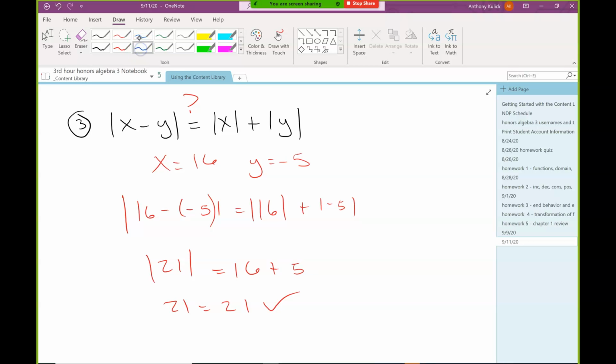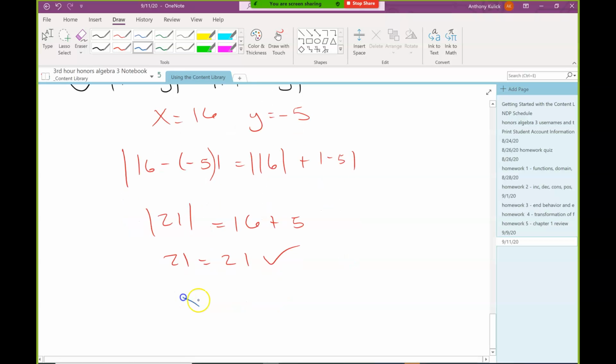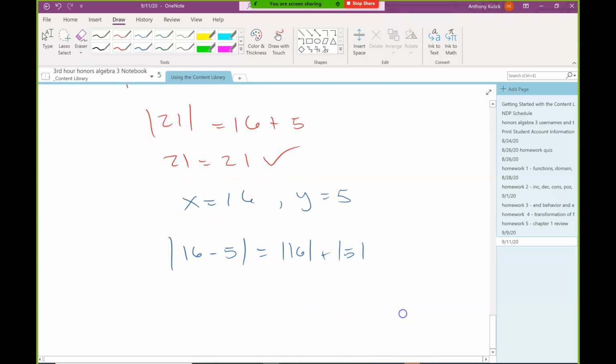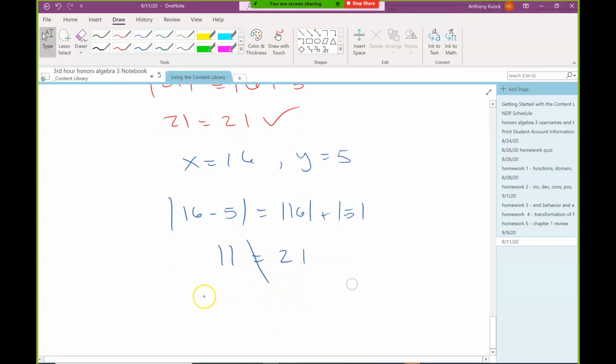Well, is there a situation where it won't work? If they're both positive, so you say 16 and 5 maybe. So I get 11 is equal to 21, right? That doesn't work. So sometimes we're going to need a non-negative and a non-positive. If they're both 0, it's going to be fine. Or if one of them is 0, it's going to be fine. Okay?